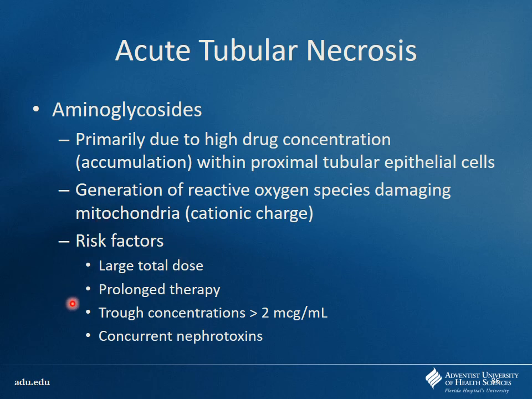Obviously, the longer they're on it, the bigger the dose they're on, and if they have other nephrotoxins on board, they're more likely to see this develop here. So again, anytime you can eliminate other nephrotoxins, you're going to be better off, right? So if you can't get them off an aminoglycoside, get them off their NSAID or get them off something else they don't need right at that moment, if possible.